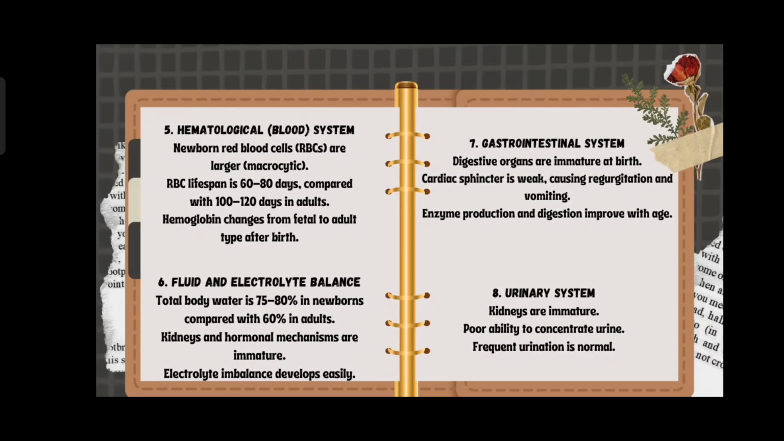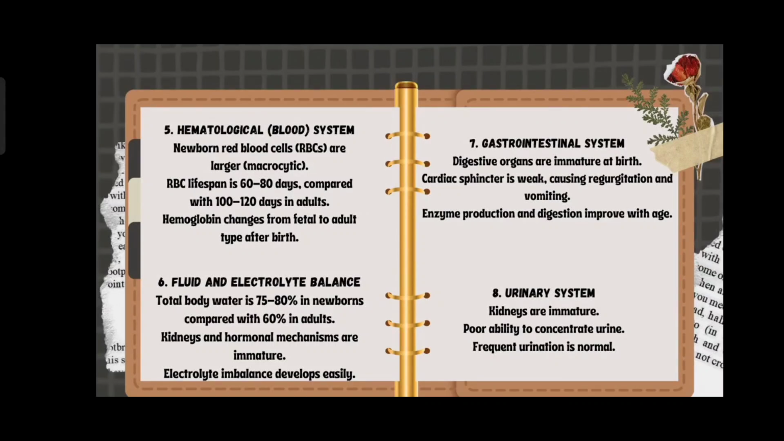Then the next one is fluid and electrolyte balance. Total body water is 75 to 80% in newborns when compared with the adult. For the adult, it is only about 60%. Their kidney and hormonal mechanisms are immature. Electrolyte imbalances develop very easily, like hyponatremia, hypokalemia or hypocalcemia. These kinds of electrolyte imbalances develop in children very easily because of their immature system.